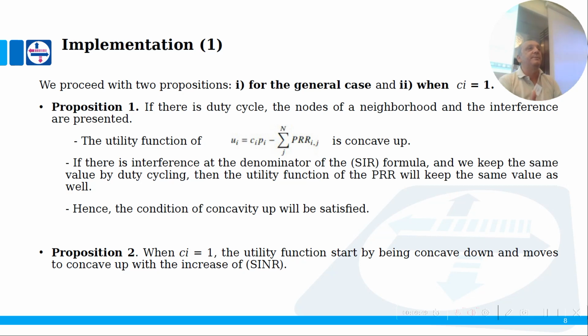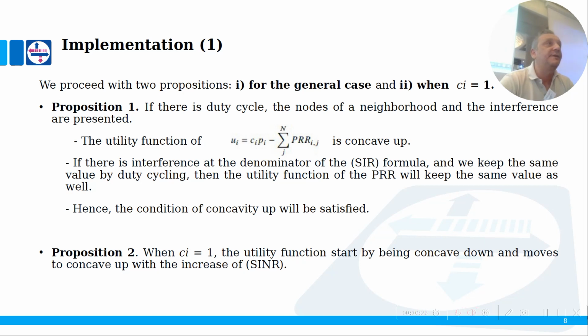So what we do in simple words is that we duty cycle the nodes, either by using a different transmission power, we keep the interference at the same level, and we actually have the same sign. Hence, the condition of concavity will be satisfied. Proposition 2 states that when CI is 1, the utility function starts by being concave down and moves by being concave up as the SINR increases.